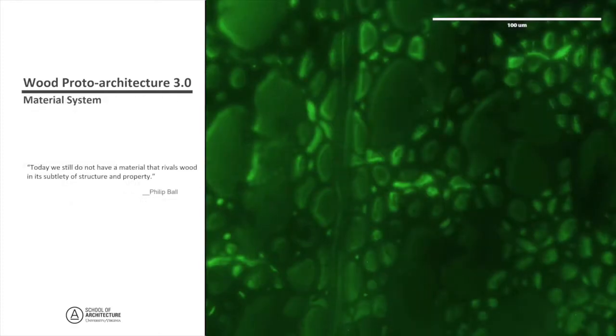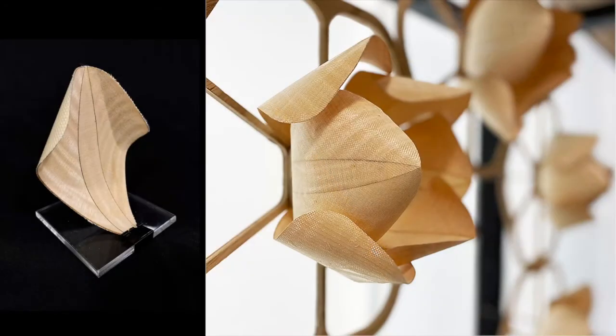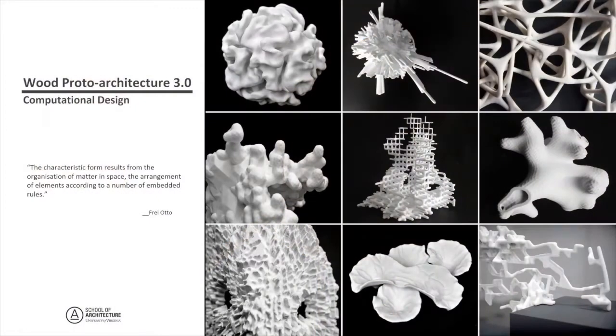Philip Ball mentioned, today, we still do not have a material that rivals wood in its subtlety of structure and property. In the material system phase, students will be introduced to wood's characteristics from microscale to macroscale. In this phase, I will discuss wood science, wood species, hardwood and softwood, and their physical and mechanical properties, such as anisotropic and hygroscopic behaviors, to understand how designers can differentiate and proliferate these behaviors in their design.